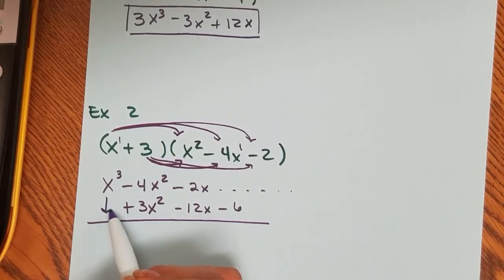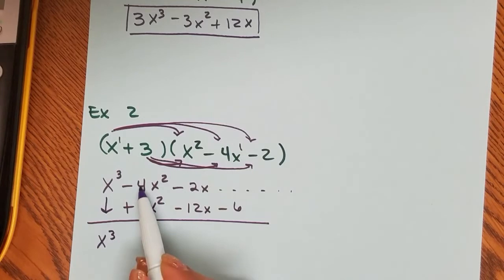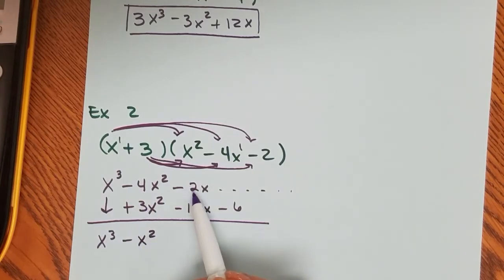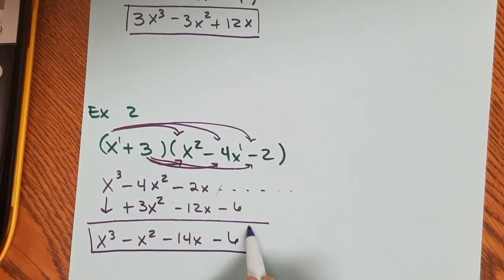There's no other x cubed, so it's going to come down. Negative 4 plus 3 is going to give you negative x squared. Negative 2 minus 12 is negative 14x. There's no other constant, so it's just going to come down as negative 6. There you go. That's all we're going to do.